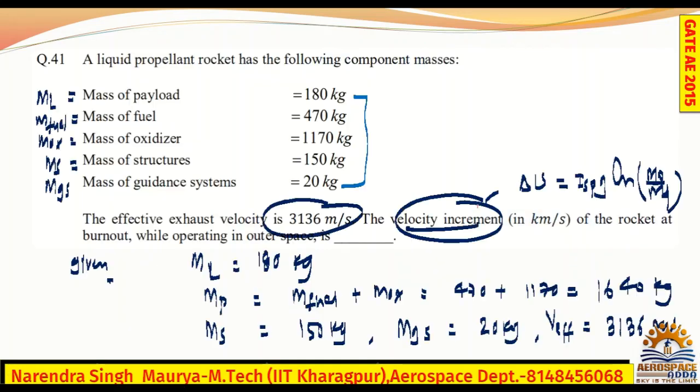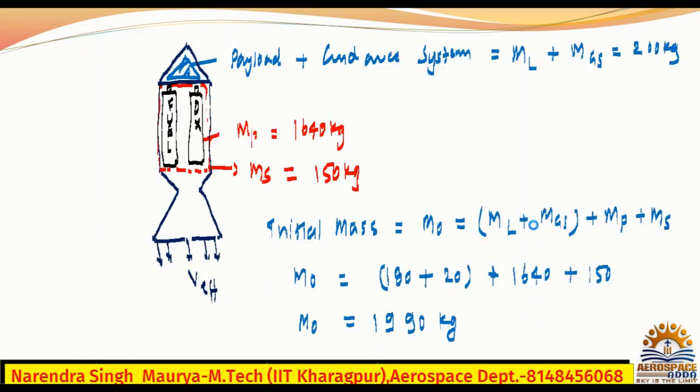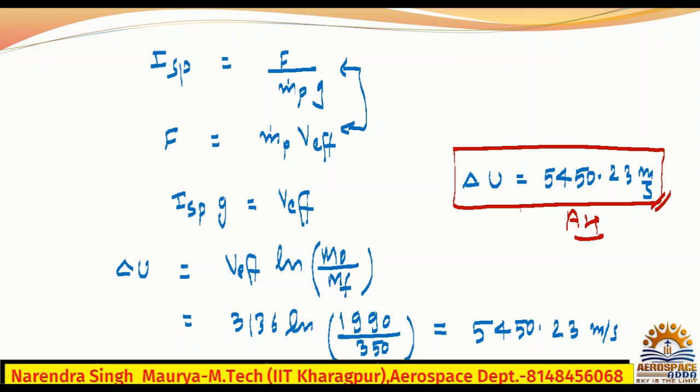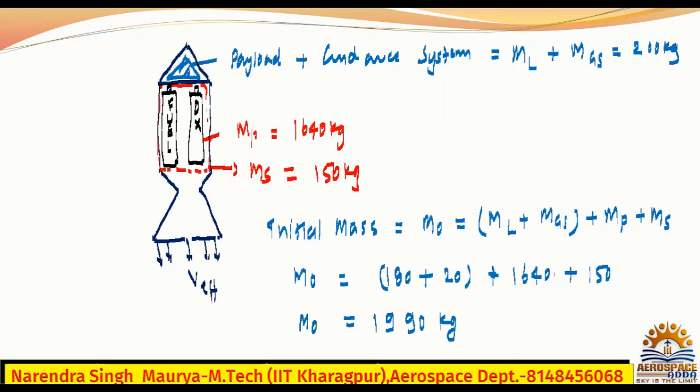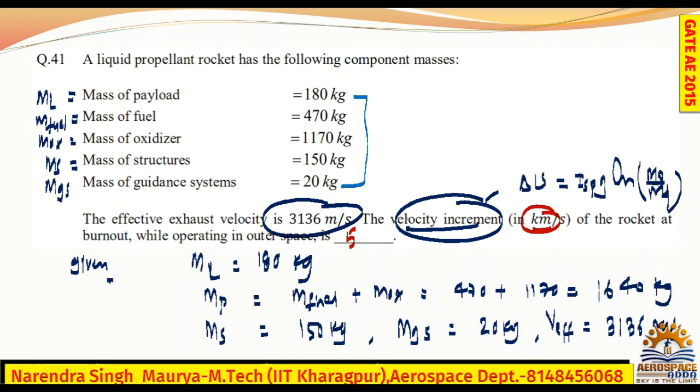Okay. So your final answer for this is nothing but 5.45. Check, it is in kilometer per second, so I will convert it into kilometer per second. So here this will be 5.45 kilometer per second. There should not be a mistake. It is already given in kilometer per second, so you have to write 5.45 kilometer per second.